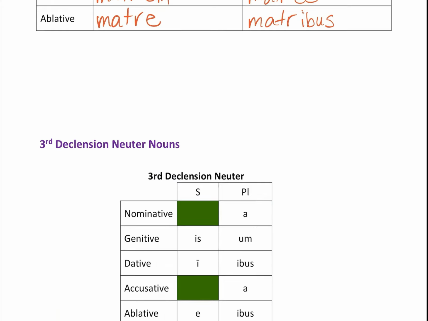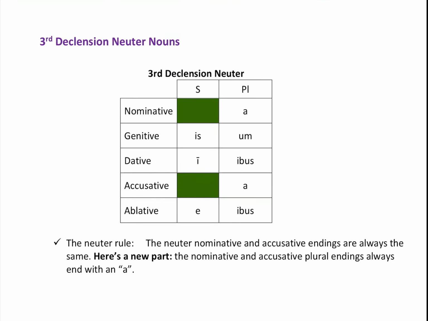All right, let's talk about third declension neuter nouns. You'll notice that the endings are almost the same as masculine and feminine, but it still follows the neuter rule. This is why there are two blanks. The neuter rule, no matter what declension, says that the nominative and accusative endings are always the same. Since there's not a standard nominative ending, there's not a standard accusative ending. So whatever you put in for nominative, you put in for accusative. Look at this. Nominative and accusative endings are the same in plural as well.